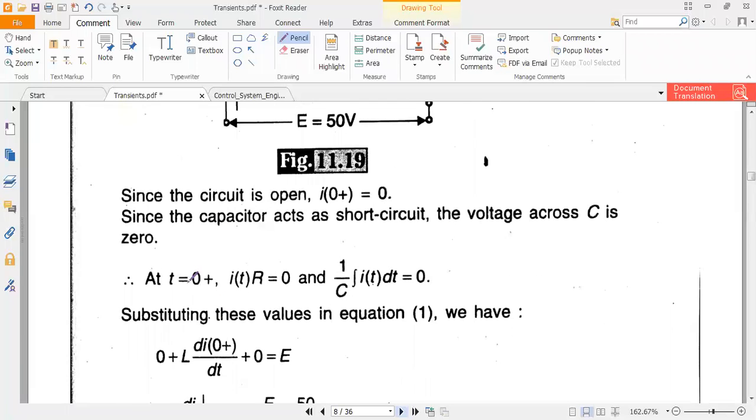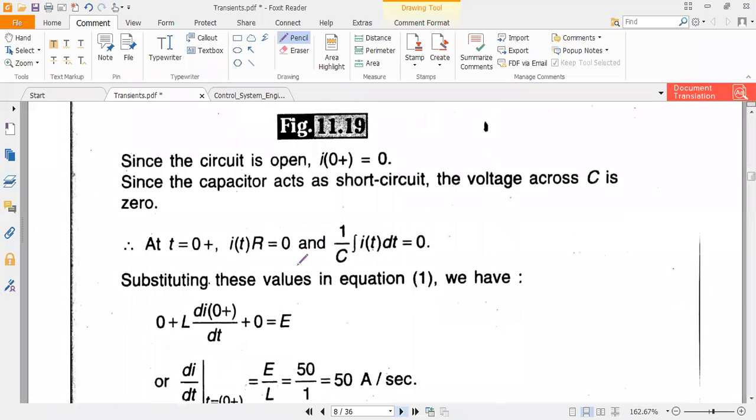So which means at t is equal to 0 plus, you will get I of t into R is equal to 0, because I of t at 0 plus is equal to 0, and here this is the voltage across the capacitor, which is also equal to 0.